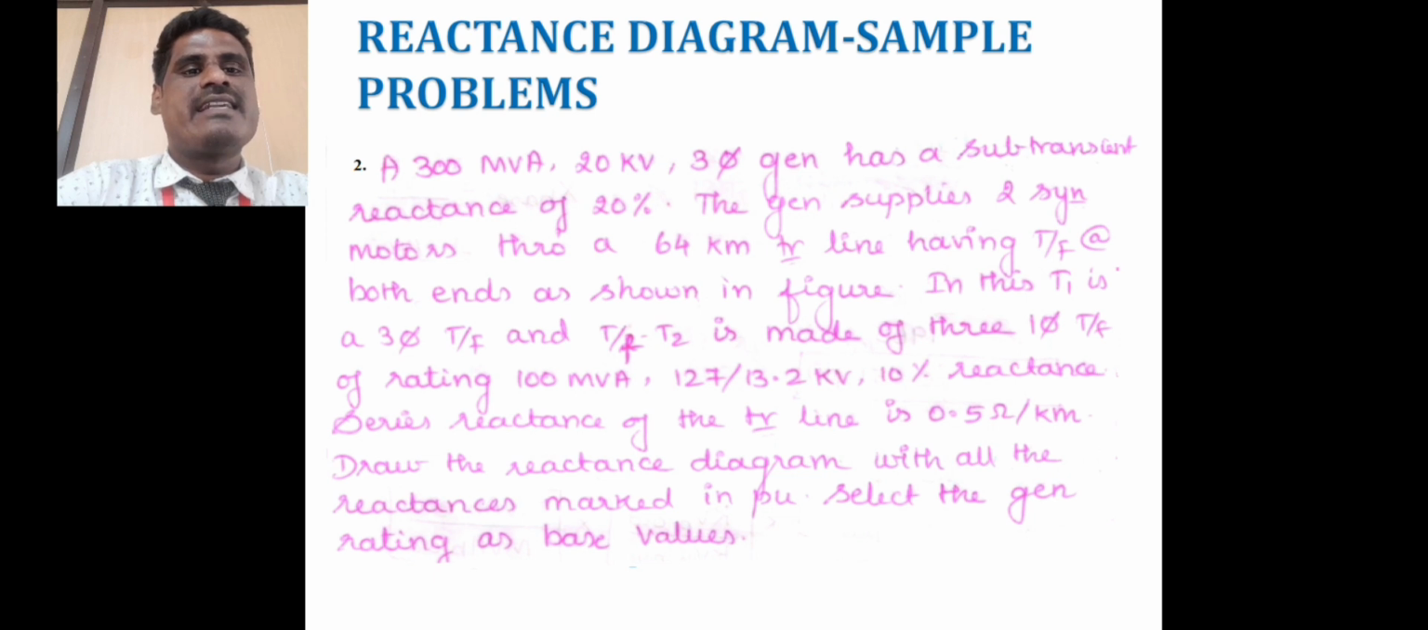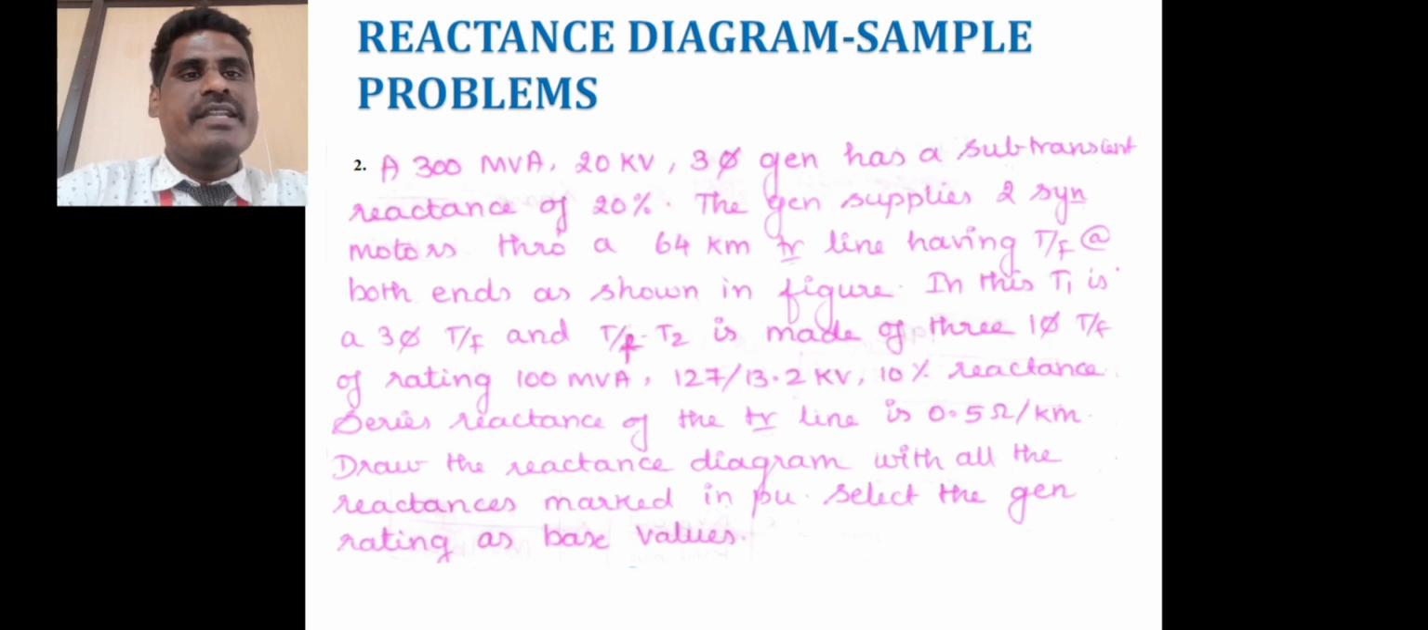Select the generator rating as the base value. In this problem, one generator is present and two motors are present, as well as transformer 1 and transformer 2. In the middle of transformer 1 and 2, the transmission line is present. In this case, the generator base value is considered as the new base value, as well as the new KVA or new MVA.